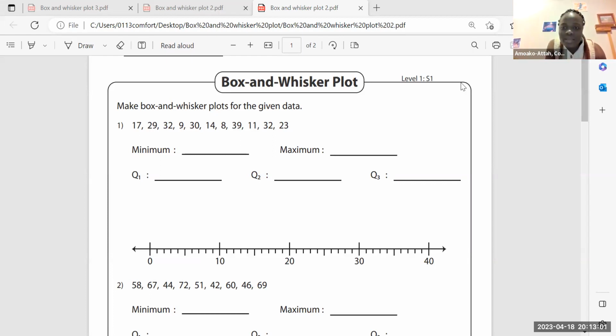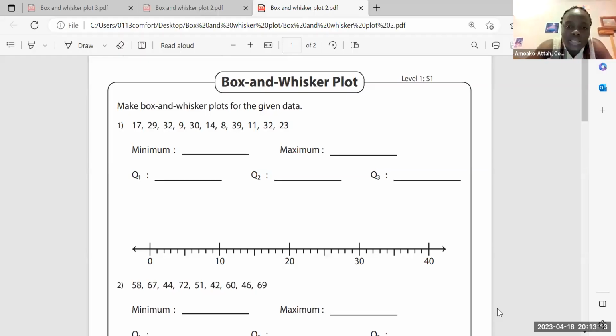All right, so with the first example that we have here, let's see this. Okay, so let me share it again. I hope you guys can see my screen now. So the first example, we have been given a data, and we have been asked to make a box and whisker plot for this data. What is the first thing to do?